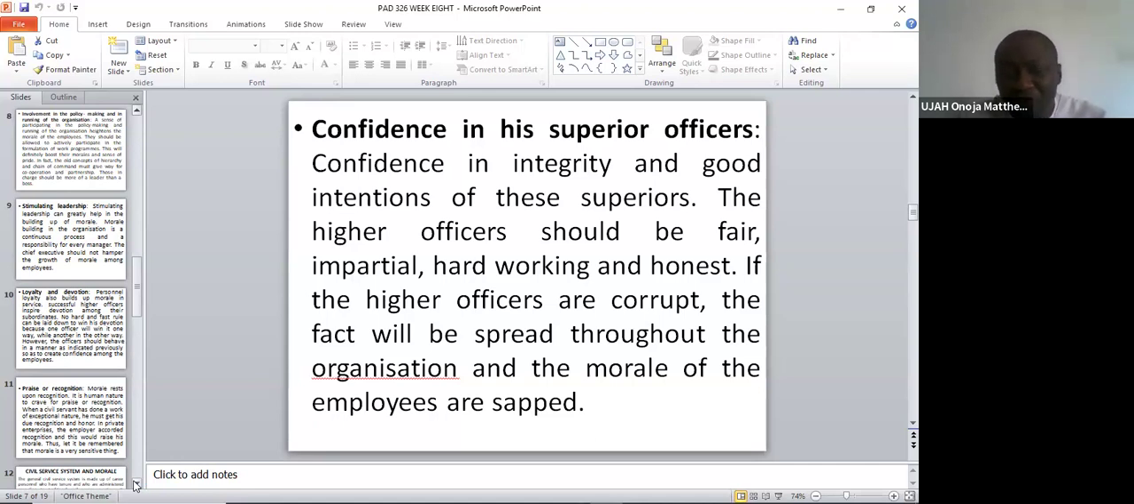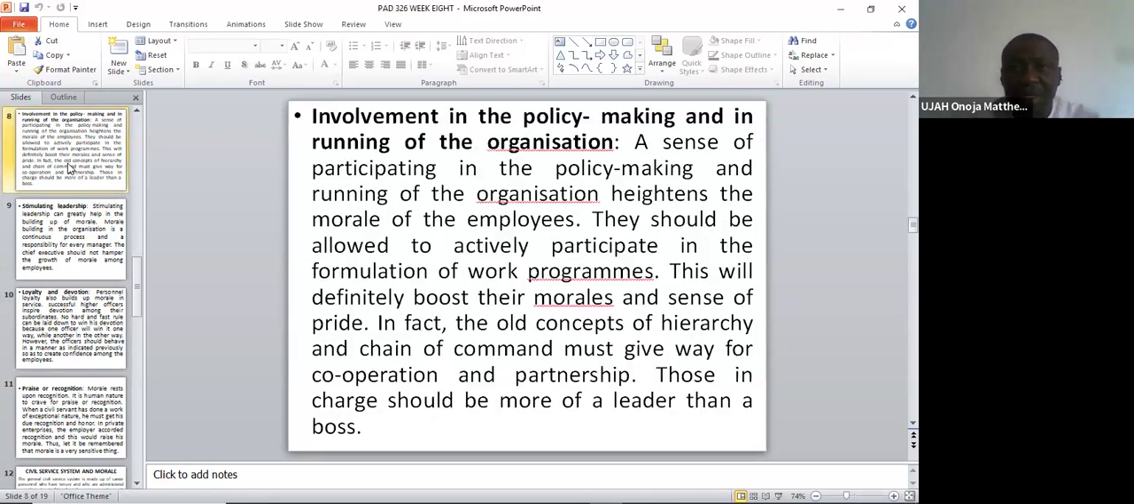So they must exhibit discipline. They must give room for inputs from subordinates. They must show uprightness and disregard corrupt practices. So when all these are put in place and in the right proportion, there is the tendency that such an environment would have greater productivity, as everyone would be carried along, both superior and subordinates within the organization.